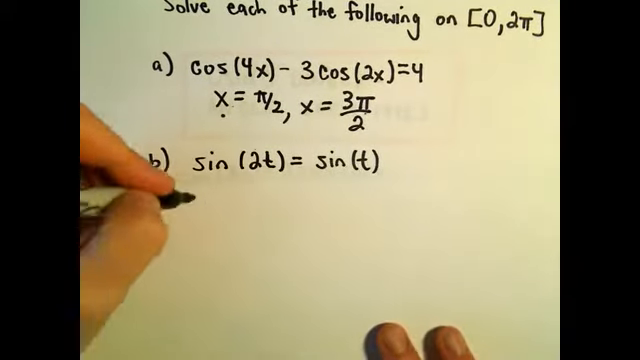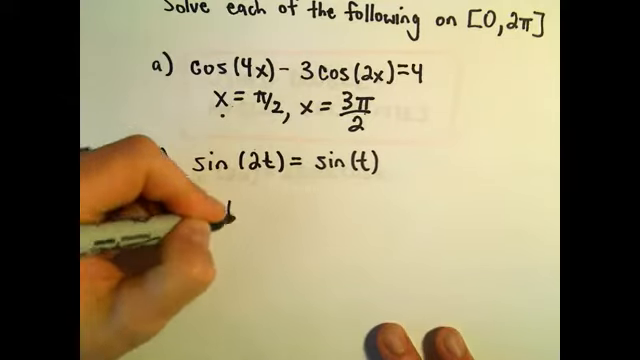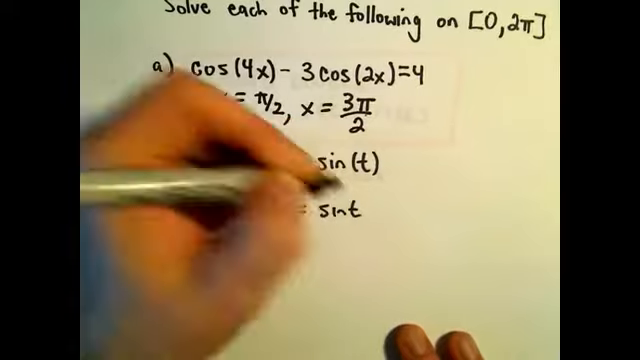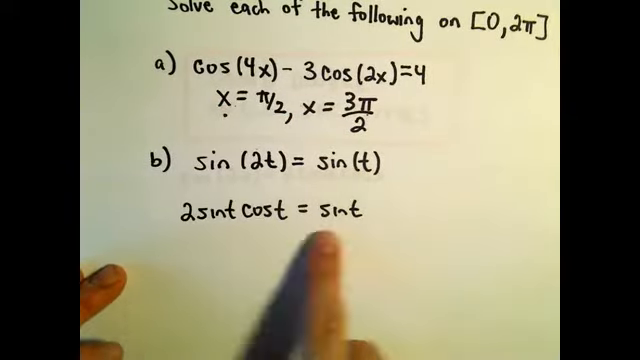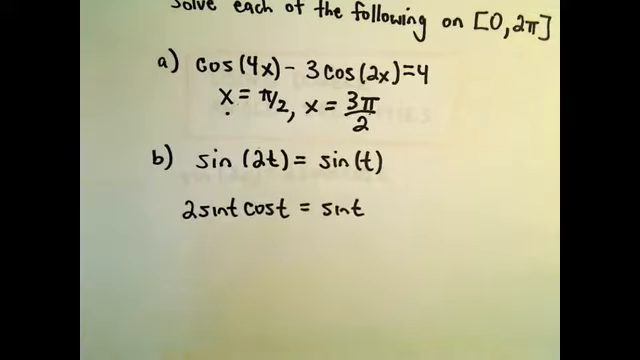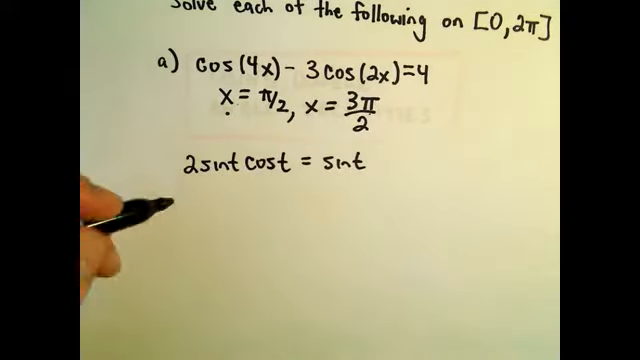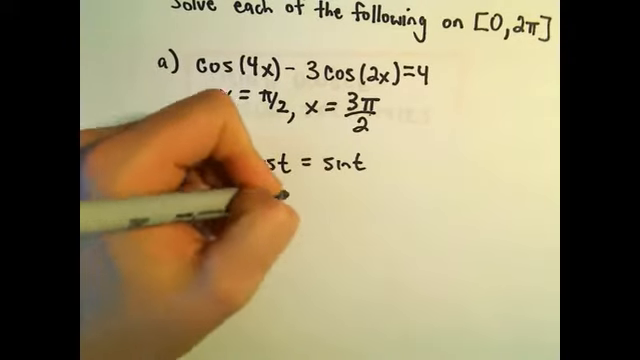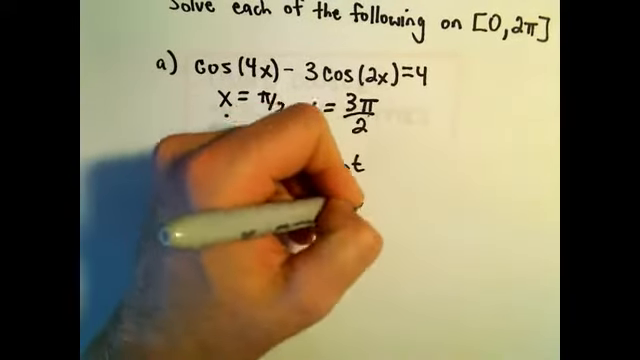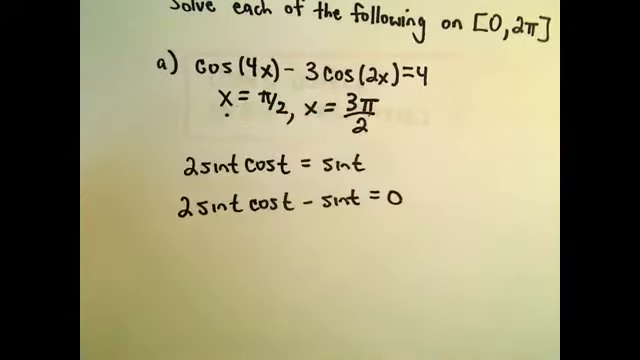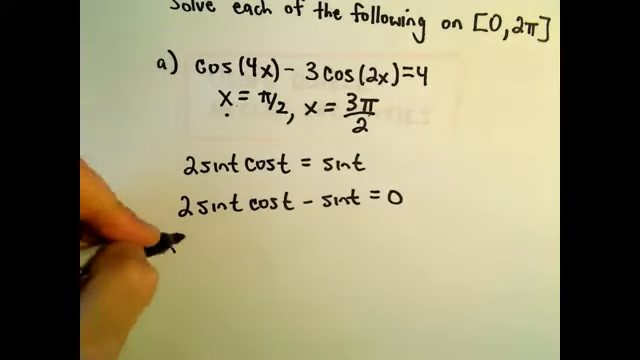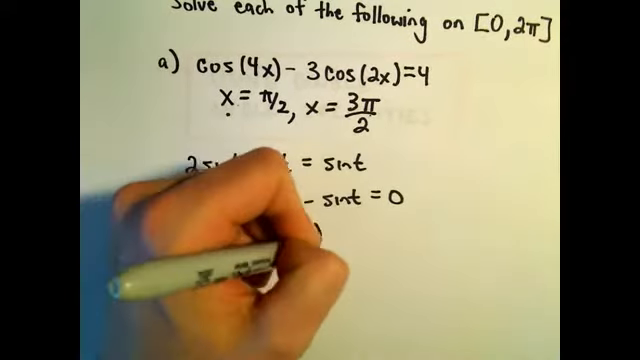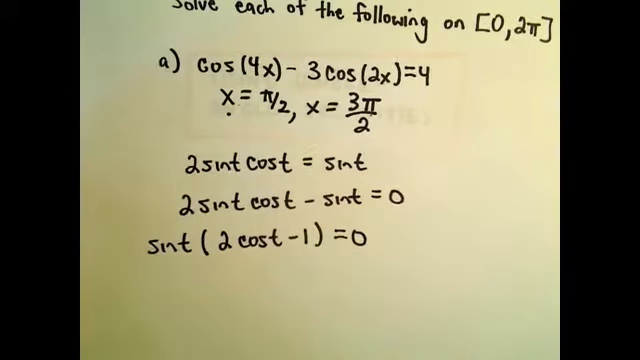Sine of 2t, we can simply write that as 2 sine t times cosine t equals sine t. And again, be careful. You don't want to divide both sides by sine t. You would end up throwing some solutions out the window. So what we're going to do is simply subtract sine t from both sides, set that equal to 0, and now we can factor the sine of t out. That'll leave us with 2 cosine t minus 1 equals 0.